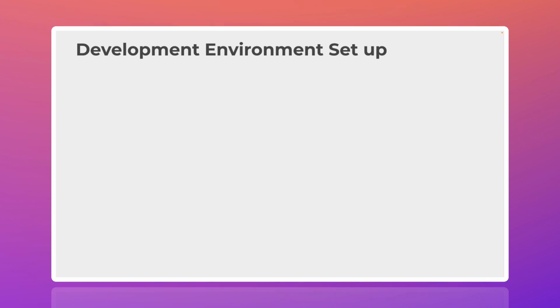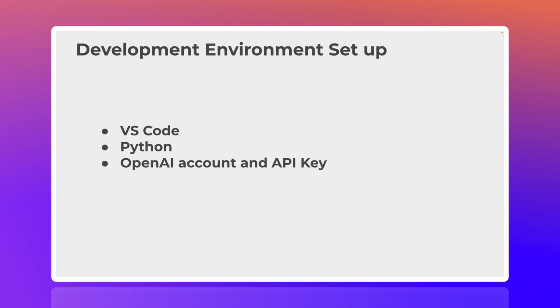But before we do that, we need to set up our development environment so that we are ready to go. First, I'm going to be using VS Code, Visual Studio Code, as a code editor, and I encourage you to install that. If you already have it, that is totally fine. You also have to have Python set up on your machine and ready to go, as well as an OpenAI account and an API key.